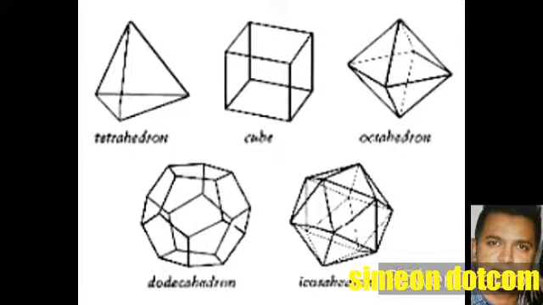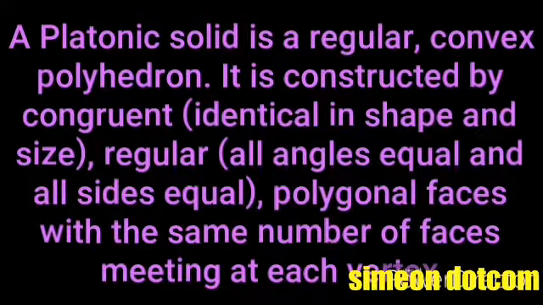There are 5 types of Platonic solids we will look at in this video. A Platonic solid is a regular, convex polyhedron. It is constructed by congruent (identical in shape and size), regular (all angles equal and all sides equal) polygonal faces with the same number of faces meeting at each vertex.